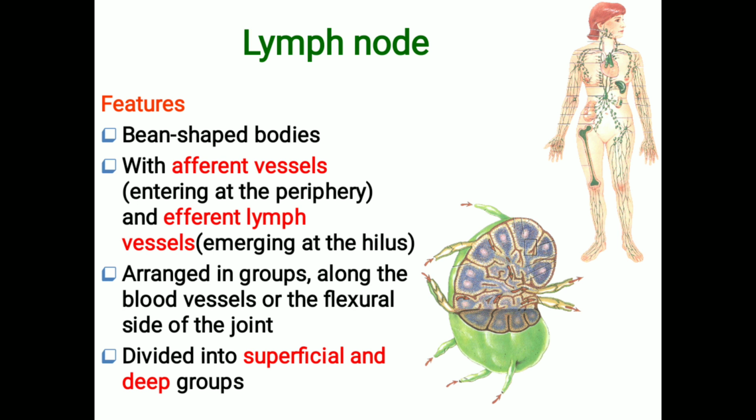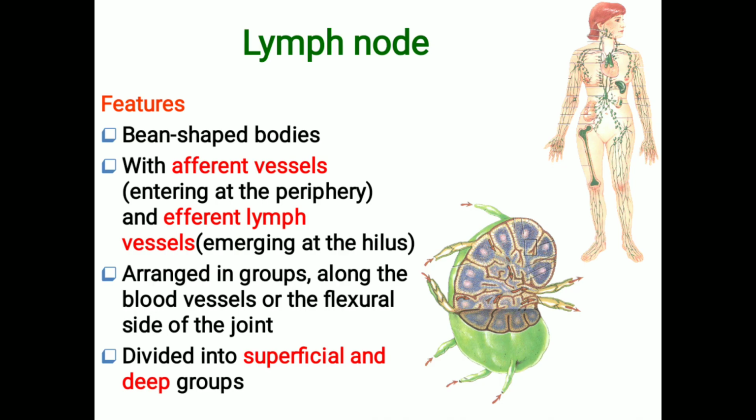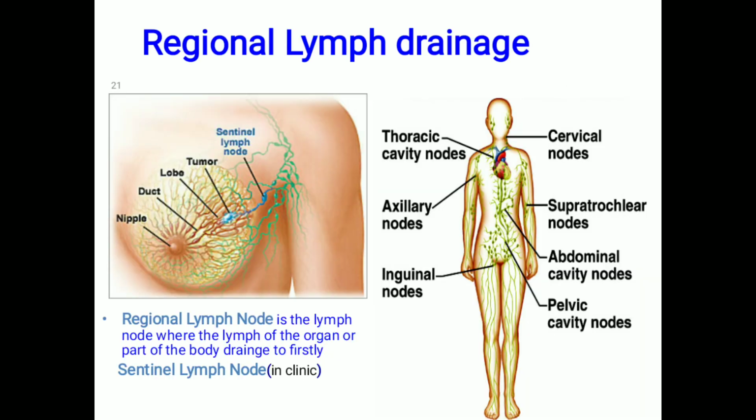Okay, lymph node: a bean-shaped body with afferent vessels entering at the periphery and an efferent vessel emerging at the hilus. They are arranged in groups along the blood vessels or the flexural side of the joint, divided into two groups. They are called the superficial and the deep group.